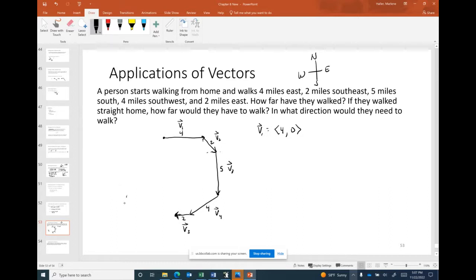Actually, let's try that one more time, even a little bit bigger, so there's some room to write. Okay, we're dropping that perpendicular. This is the vector. It has a magnitude of 2. And this angle, since they're walking southeast, we can assume that the angle is 45 degrees. Both of these angles would be, actually.